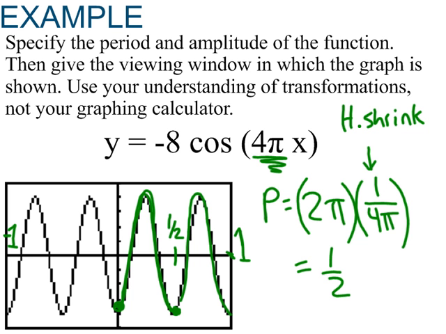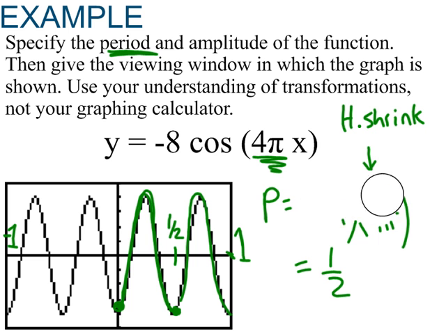Again, pause and replay that. Think it over. Make sure that you're clear on the process for doing that. We calculated the period first, and then we used that information and counted how many periods there were in the picture to help us determine the x-min and the x-max values. Okay, so let me erase a little bit of that so I have some room here.